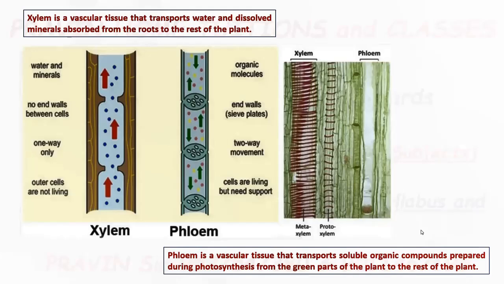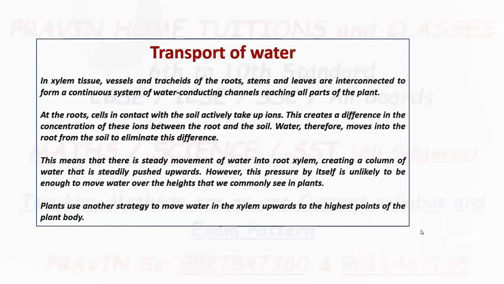Already we have studied the structure of xylem and phloem in class 9. Now we will study how transport of water takes place. In xylem tissue, vessels and tracheids of the root, stem and leaves are interconnected to form a continuous system of water-conducting channels reaching all parts of the plant. At the root, cells in contact with the soil actively take up ions. This creates a difference in the concentration of these ions between the root and the soil.